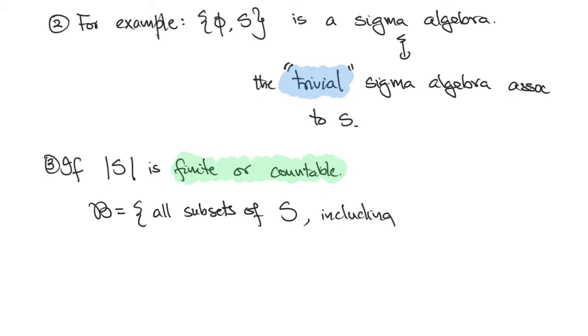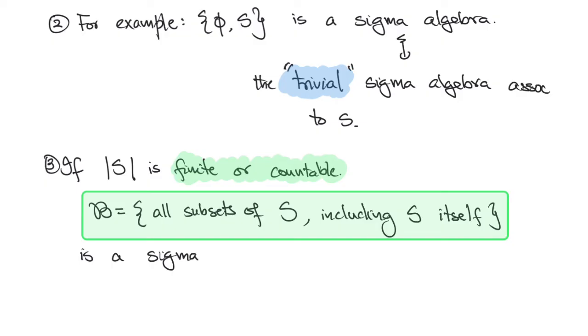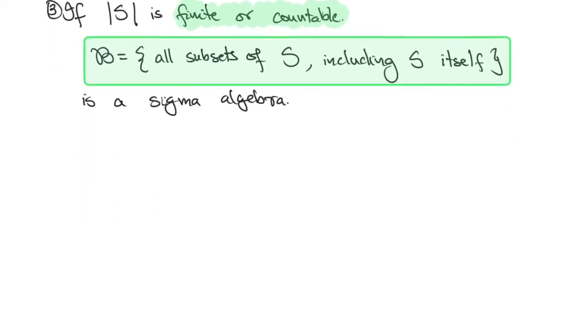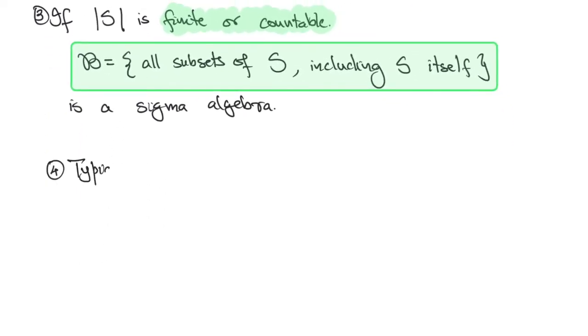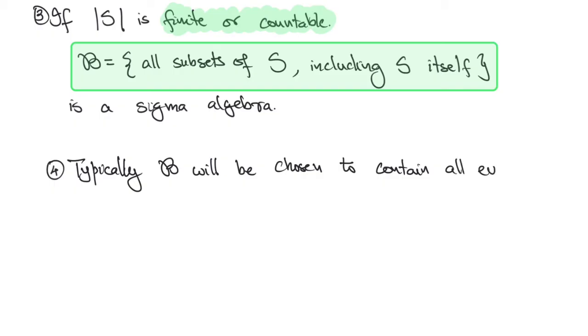If we denote this collection by script B, then script B ends up satisfying all the conditions to be a sigma algebra. Typically, when we define sigma algebras, we will choose it in such a way that it contains all events that we are interested in. Let's do a concrete example.